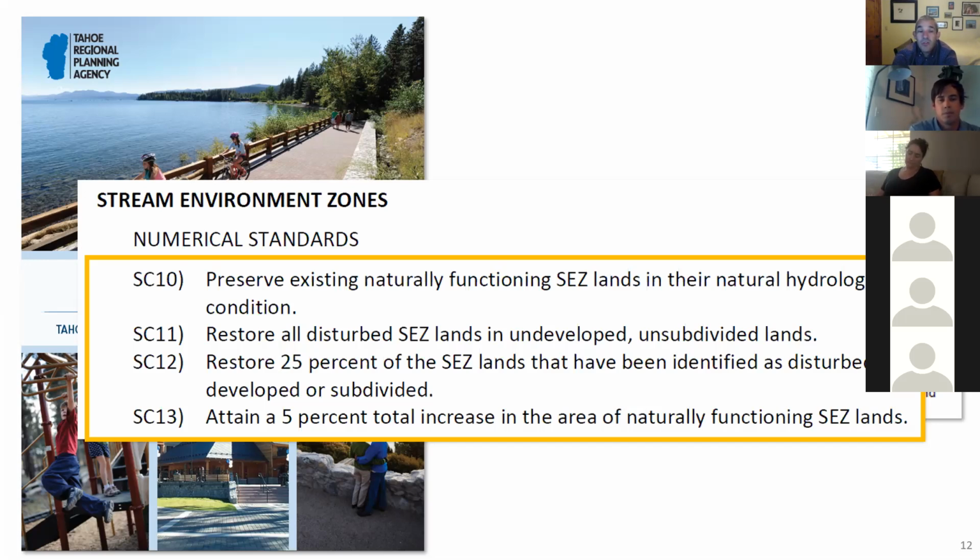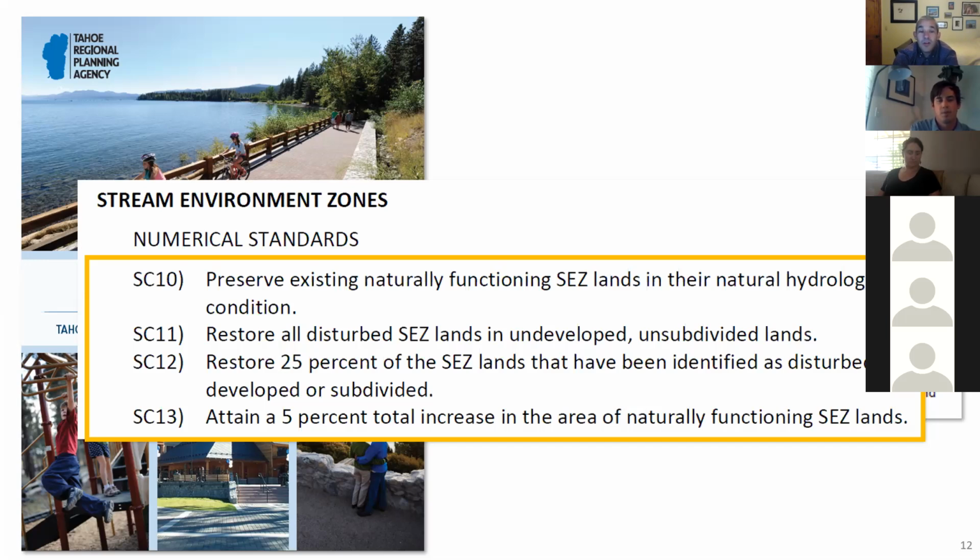We established a target of 25% of SEZ lands that have been identified as disturbed, developed, or subdivided, that we should restore those. Again, another specific challenge for how do you measure progress towards this, because the baseline has never been measured. Further conversation, especially with implementers, has suggested that it's hard to restore land that has just been subdivided but not degraded. What does that mean if something has been disturbed on paper but not actually disturbed in the environment? And what does it mean to restore it?